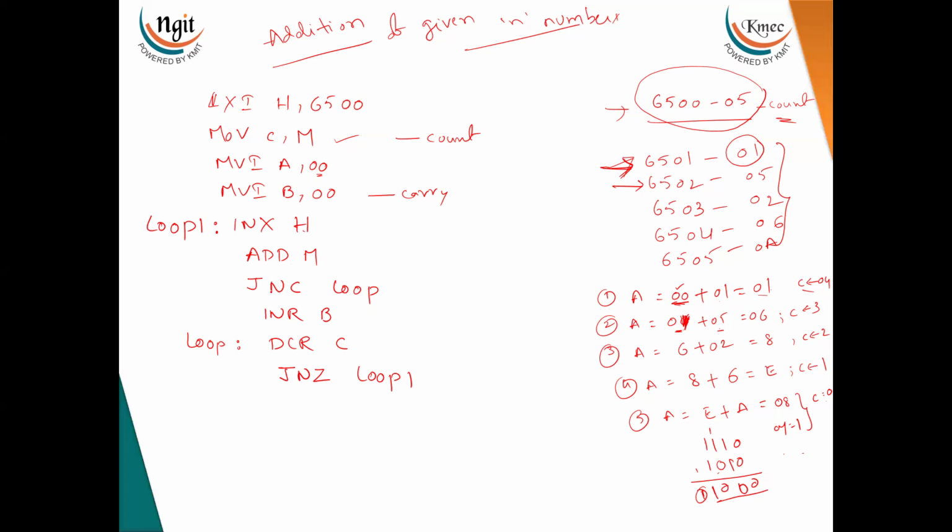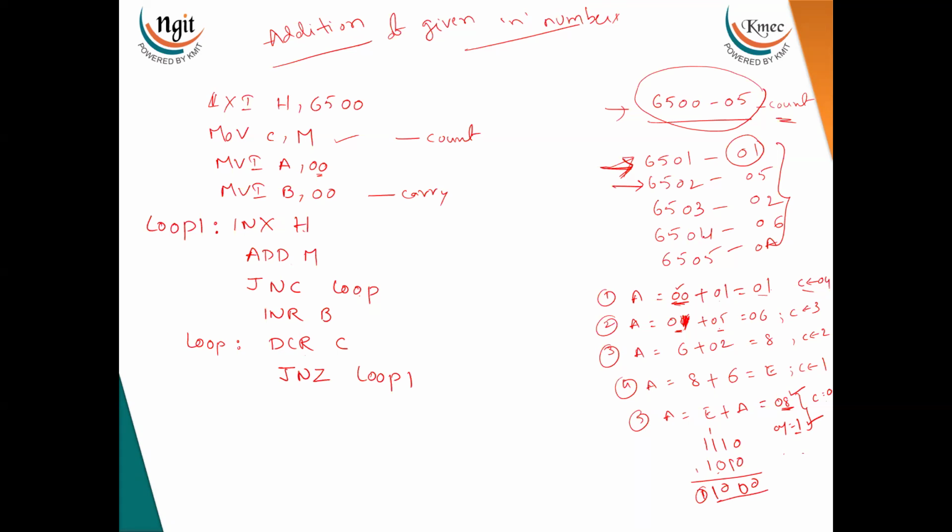Now here also I have to check whether the carry is generated. If no carry, I have to decrement the count and again repeat this loop. Now this is about the program. Till the count value is 0, it will repeat this and we get the answer here. In the accumulator we get 8, and the carry in the B register is 1, which we have to store into the next consecutive memory location.